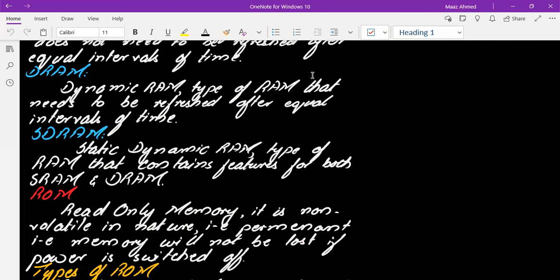Now coming towards the SDRAM, what is an SDRAM? SDRAM is a sort of hybrid RAM, containing the features of both SRAM and DRAM. This is the type of RAM that we utilize in our systems because we are performing every sort of data processing.